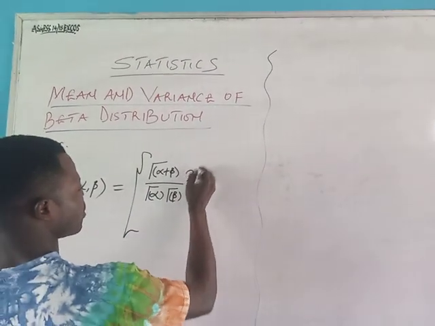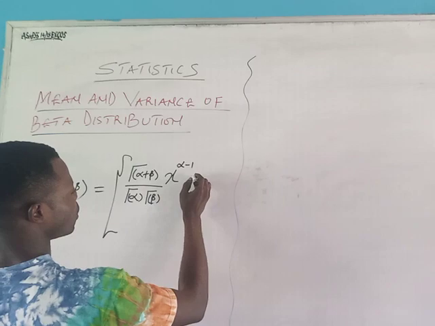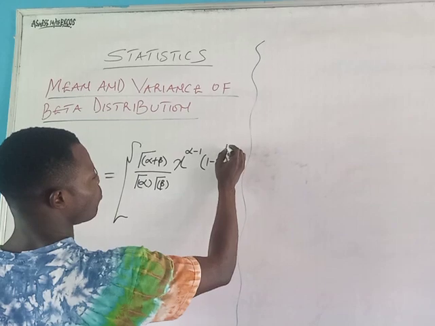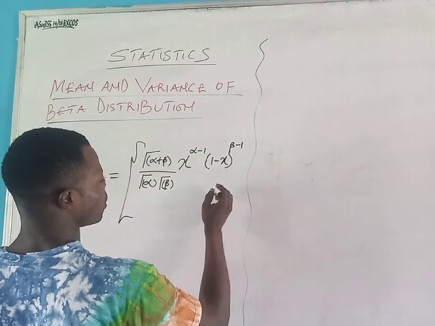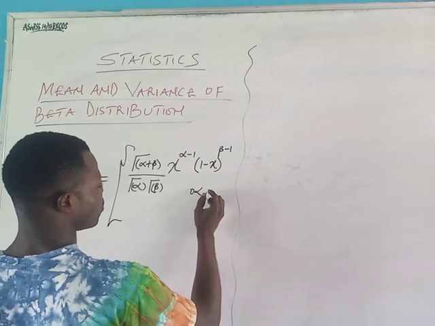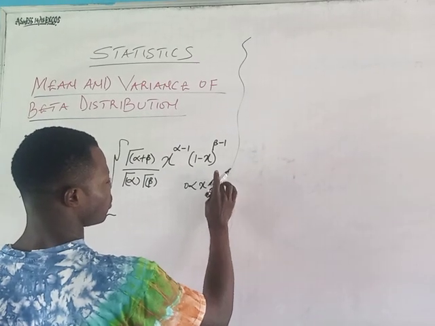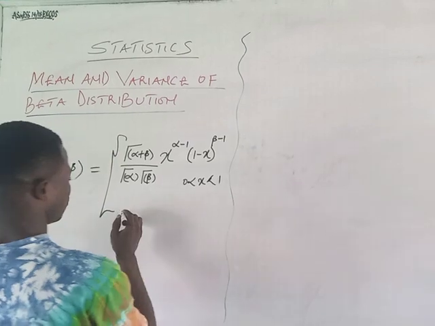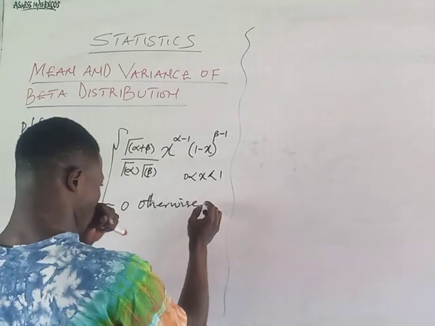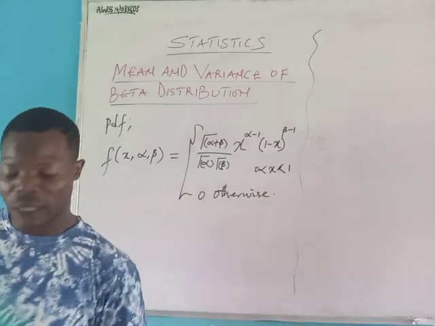then x, which is the variable, raised to the power of alpha minus 1 times 1 minus x raised to the power of beta minus 1. So here the range of x is 0 to 1, and we have 0 otherwise. So this is the PDF of a beta distribution.